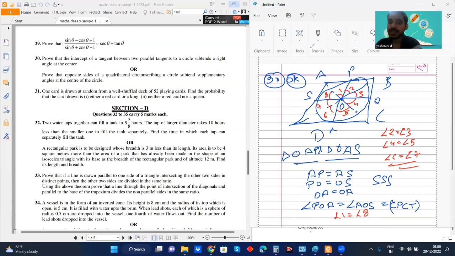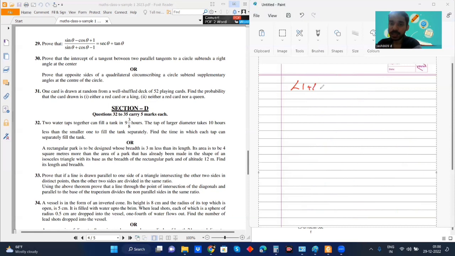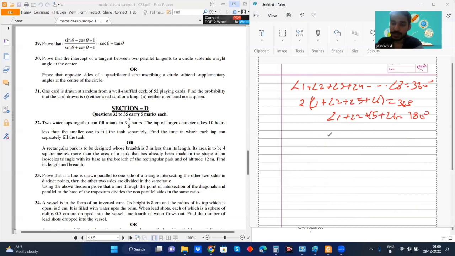Now, sum of all the angles is 360. I will say angle 1 plus angle 2 plus angle 3 plus angle 4 plus up to angle 8 is equal to 360. Now I can write twice of angle 1 plus angle 2 plus angle 5 plus angle 6 is 360. So angle 1, 2, 5 and 6 is 180. Therefore, angle AOD plus angle COD is 180, which is nothing but angle BOC plus angle DOA is 180. That's what we had to prove. Okay.